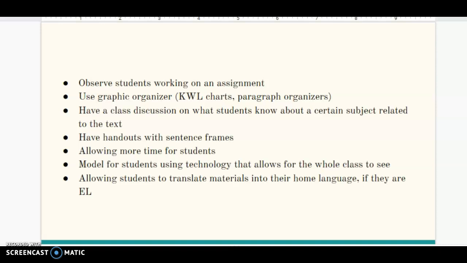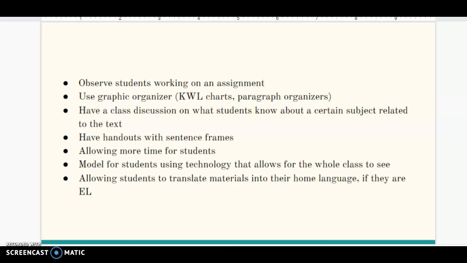And then having a class discussion on what students know about a certain topic related to the text. So that allows for students to share out their ideas, which could also be a form of differentiation for students that learn better from other students, having it put into terms that they understand, and having it be explained to them at a slower pace than the fast pace that we have to go as teachers.